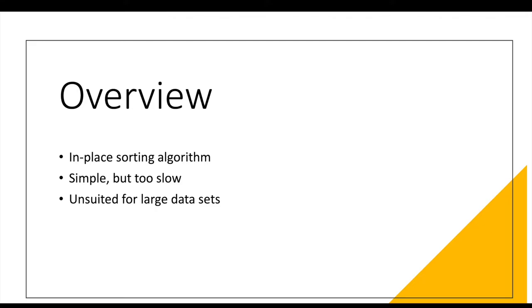Now, what does this in-place word mean? In-place simply means we are not going to use any extra space to sort this. We are going to modify the same array itself. That is why we call it an in-place sorting algorithm.